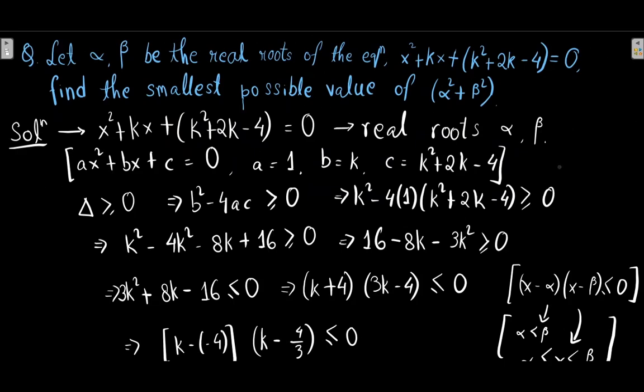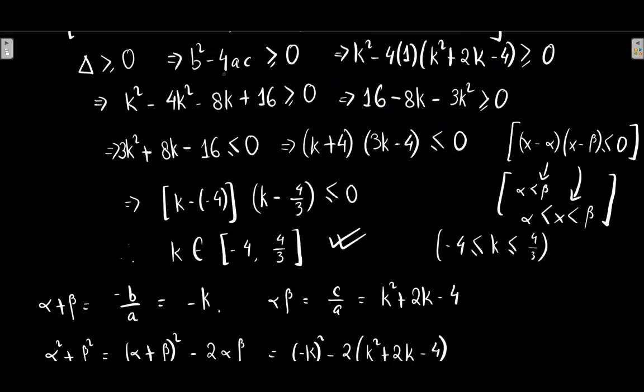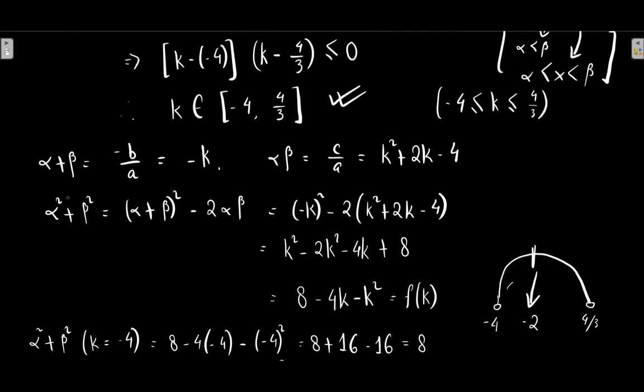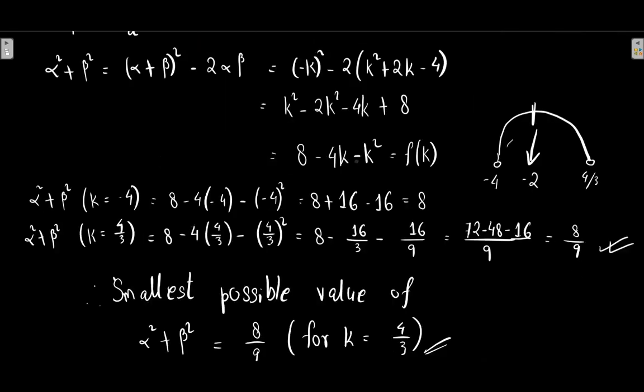Okay, so our question was to find the smallest possible value. So we started with the condition of the real roots. We solved the discriminant, then found the interval range for k. Then after computing the value of sum and product of the roots alpha beta, we computed the value of alpha square plus beta square, which was a quadratic expression in terms of k, which was downwards open. So for downwards open, the smallest value happens at the endpoints, and the maximum value happens at the vertex.